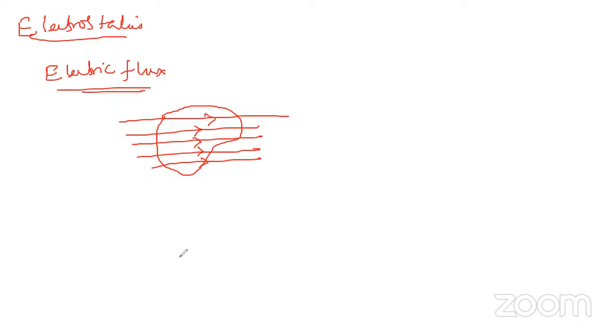Mathematically, the electric flux phi E is equal to the surface integral of E dot dS, or otherwise E into the surface area. The scalar product of E dot dS is defined as the electric flux through the surface. Okay, that is electric flux. Then we'll move to Gauss law, which is important.